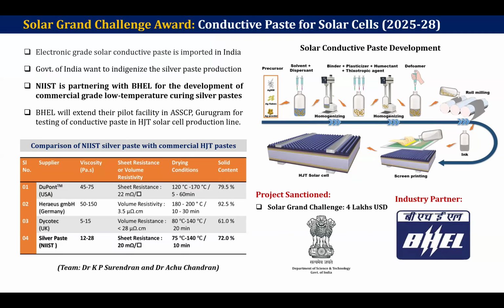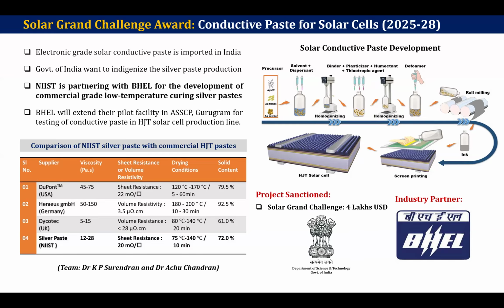You might have seen that solar cells have finger-like patterns. Silver conductive tracks are printed on the solar cell for effectively collecting charge carriers. The paste currently used by the Indian solar industry is imported from DuPont, Heraeus, and Dycotec. Heraeus is one of the key players from whom BHEL is currently importing. If you see the NIST developed solar paste, especially the silver paste, parameters like viscosity, sheet resistance, drying conditions, and solid loading are on par with the international standard.